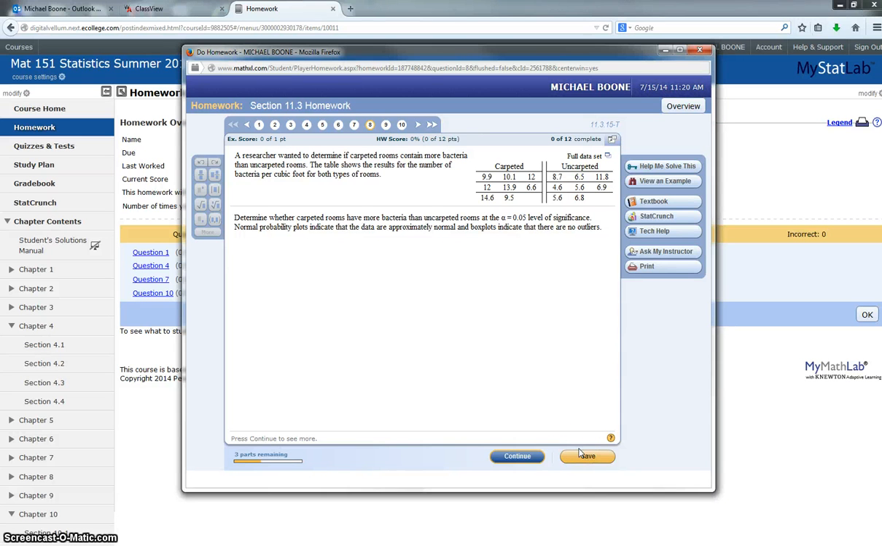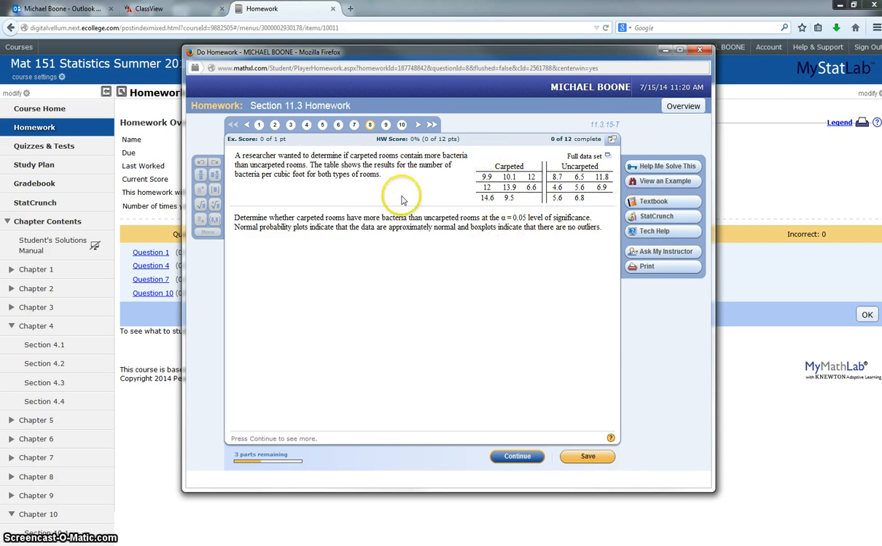All right, this is Chapter 11, Section 3. In Section 3, we're dealing with independent data. Section 2 was dependent samples, and so we're looking at means. In Section 3, we're looking at independent samples and means.